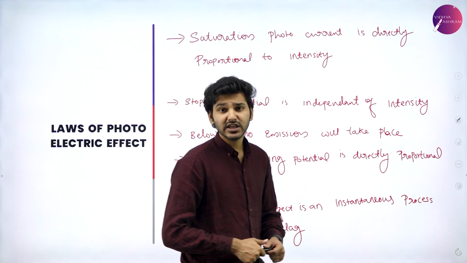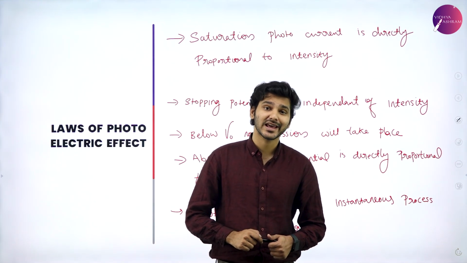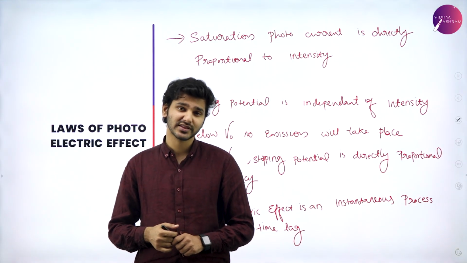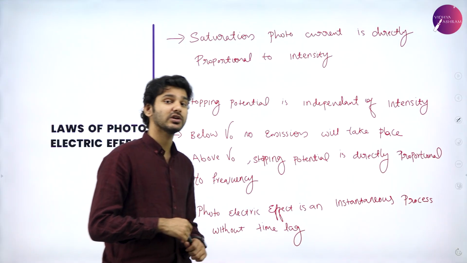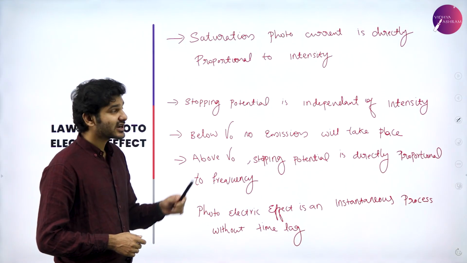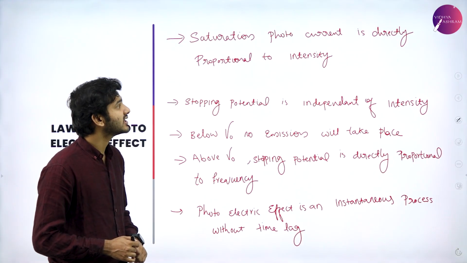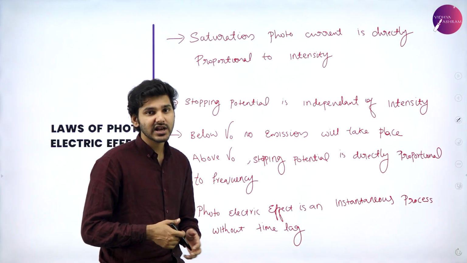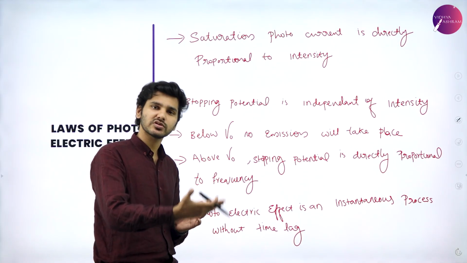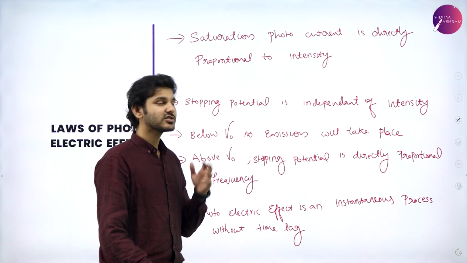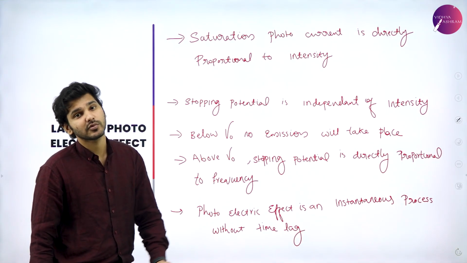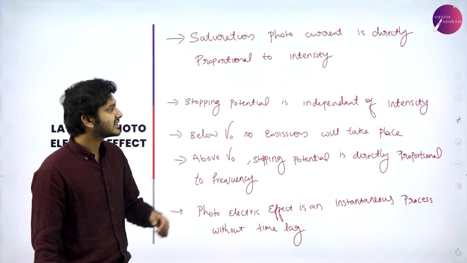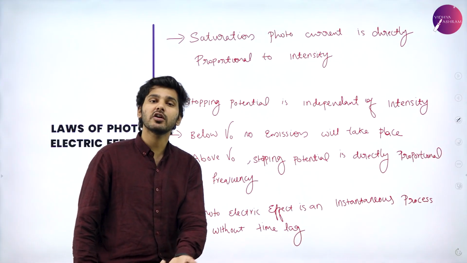So again, the last thing you need to know about the photoelectric effect is the laws of photoelectric effect, or simply the conclusions of the experiment that was done here. The only thing you need to remember is that saturation photocurrent is directly proportional to the intensity of the radiation. When more intense light is coming, more electrons are produced, and more photocurrent is produced. So that saturation value is directly proportional to the intensity of the beam and not on the frequency. And the next thing is that stopping potential is independent of intensity.